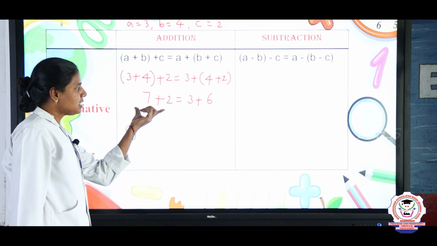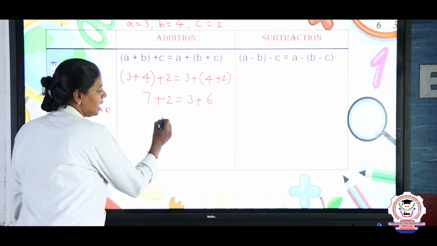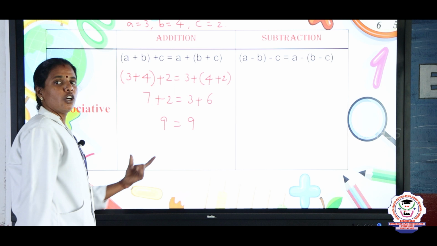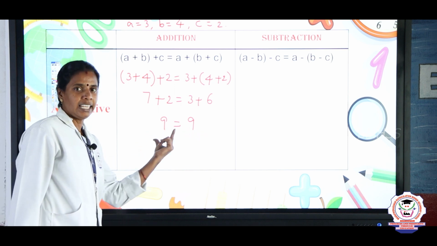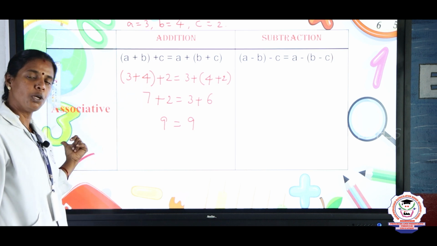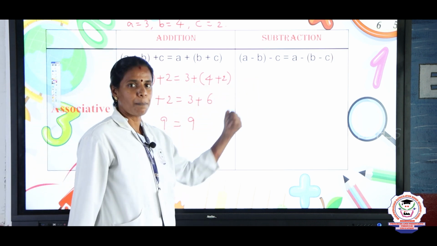So now what will be the answer? 7 plus 2 and 3 plus 6. 7 plus 2 is 9, equal to 3 plus 6, also 9. So here both are equal, 9 equal to 9. Therefore addition satisfies associative property in whole numbers. So next we are going to see subtraction.